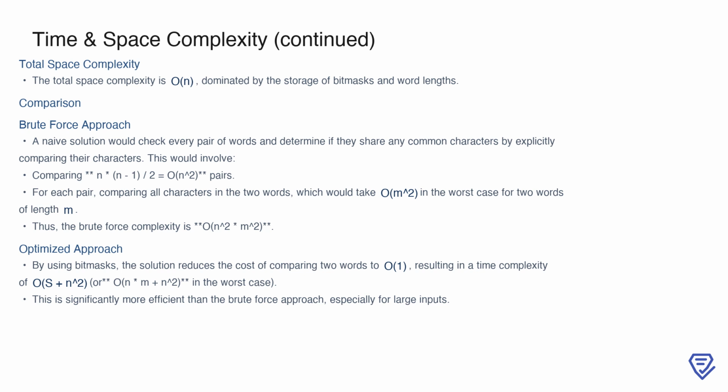In contrast, the optimized approach using bitmasks reduces the cost of comparing two words to O(1), resulting in a time complexity of O(s + n²), or O(n*m + n²) in the worst case. This represents a significant improvement, especially for large inputs.